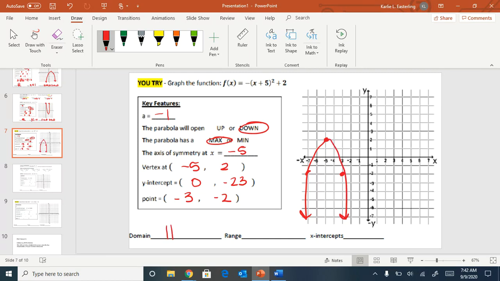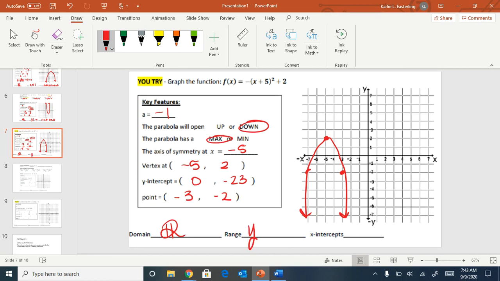Our domain here is still going to continue to be all real numbers. For the range, we're going to have y is less than or equal to 2, because we have everything that is less than 2, but we do include 2 because we have a value there. For our x-intercepts, again, you can use your calculator. They are -3.60 and -6.40. Should have been something close to what you got there.